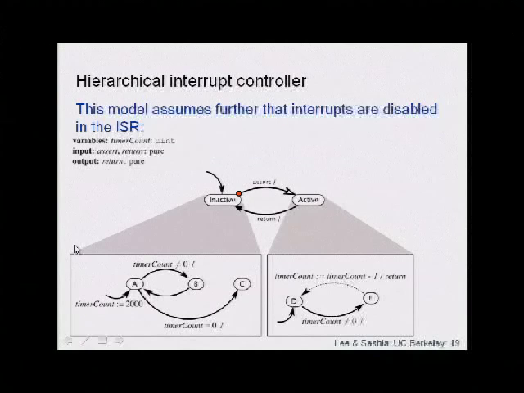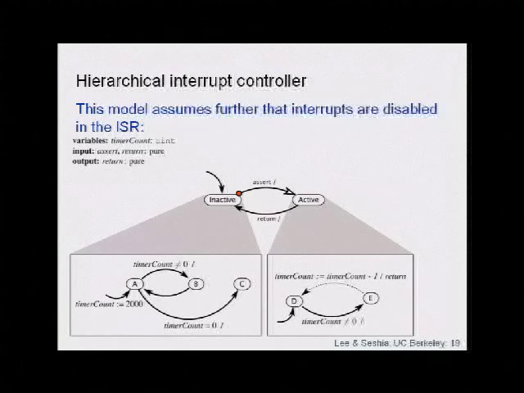So effectively, what we have is this state machine. This is really a hierarchical state machine. We have two modes, inactive and active. In the inactive mode, we're actually running the state machine of the main function, this one. And in the active mode, we're running the state machine of the ISR.